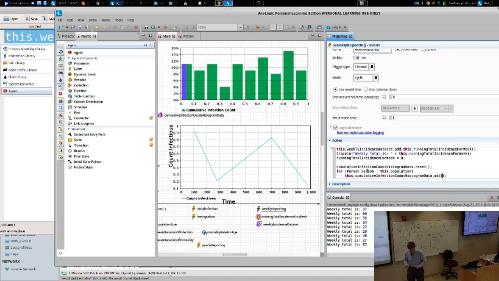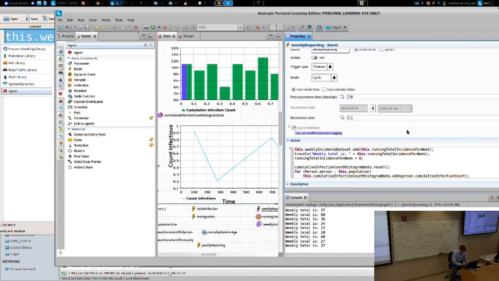So what's the first person's name? Person. We are then going to add their what? What's the key information we need from that person? Their infection count, cumulative infection count. That's right. So person dot cumulative infection count. Okay? So first person, what's your cumulative infection count? 220. Okay, we're going to add it into the histogram. Next person, what's yours? 223. We're going to add it into the histogram. Keeps it lively.